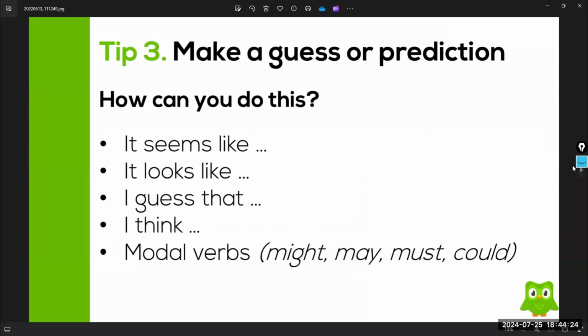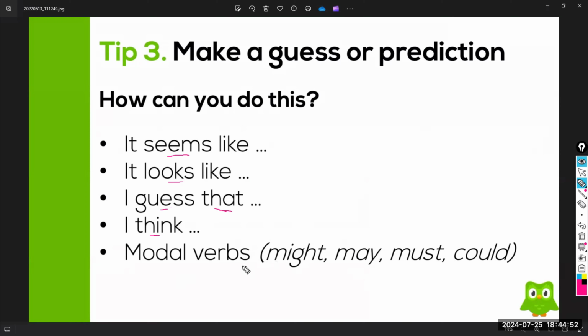And just to write your guess or prediction, I have to say, it seems like, or it looks like, I'm not sure. I guess that she is trying to buy a pineapple or something like that. I guess she's looking for something which is in the fruit section. And as I told you, I think. So it seems, it looks, I guess, I think, I suggest.